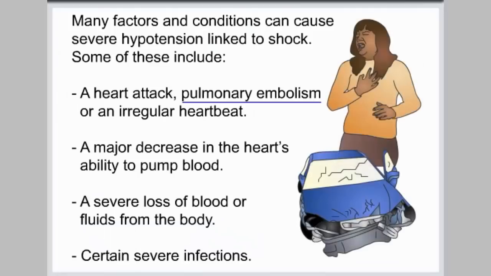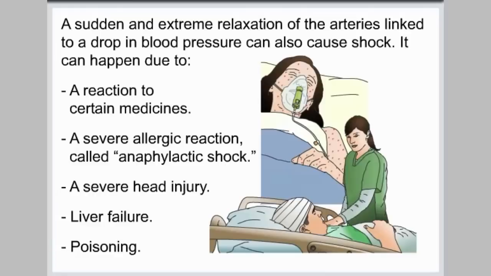Many factors and conditions can cause severe hypotension linked to shock. Some of these include a heart attack, pulmonary embolism, or an irregular heartbeat, a major decrease in the heart's ability to pump blood, a severe loss of blood or fluids from the body, certain severe infections. A sudden and extreme relaxation of the arteries linked to a drop in blood pressure can also cause shock. It can happen due to a reaction to certain medicines, a severe allergic reaction called anaphylactic shock, a severe head injury, liver failure, poisoning.